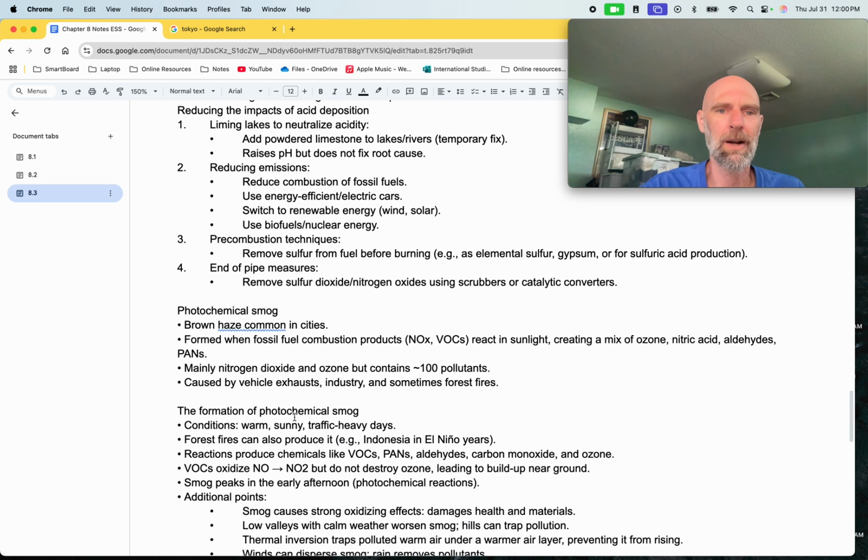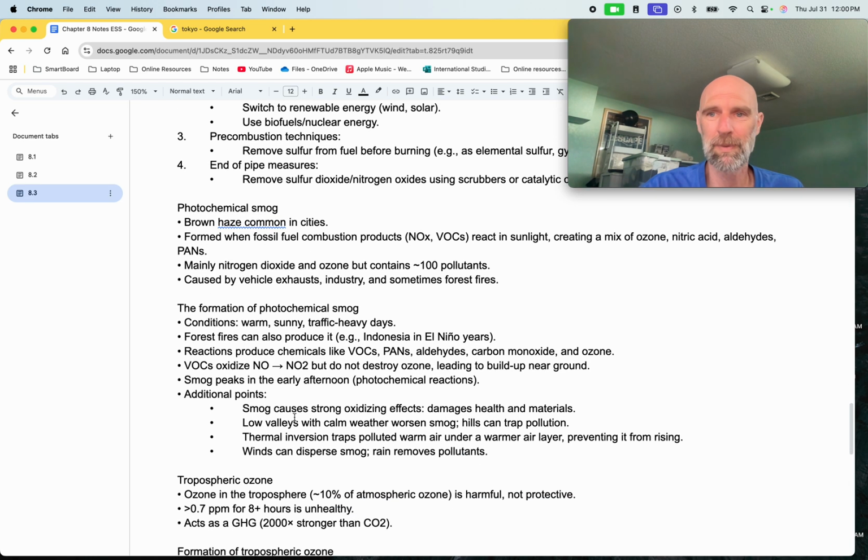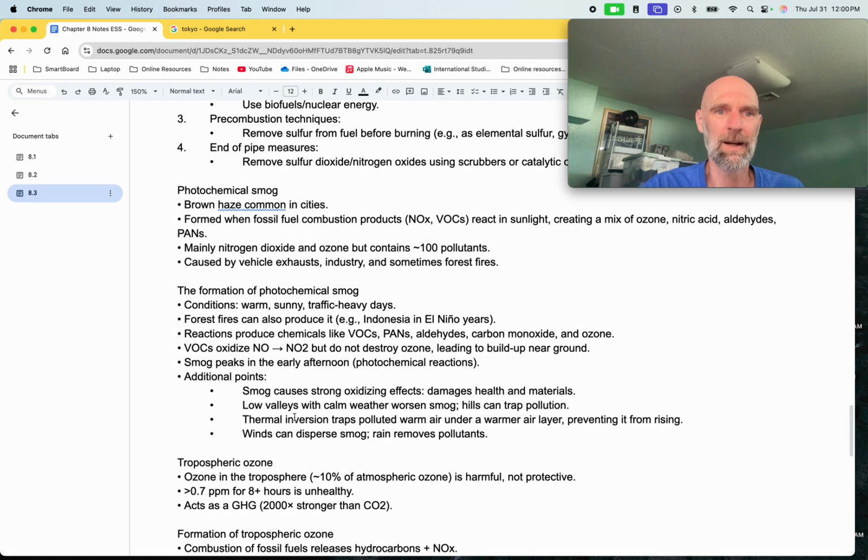Photochemical smog, a brown haze common in cities. Yep, we have it in Hartford. It's formed when fossil fuel combustion products, nitric oxides and VOCs, react in sunlight, so more during the summer, creating a mix of ozone, nitric acid, aldehydes, and PANs. Mainly nitrogen dioxide and ozone, but it contains over 100 pollutants. Don't worry, you're not getting tested on all of them.